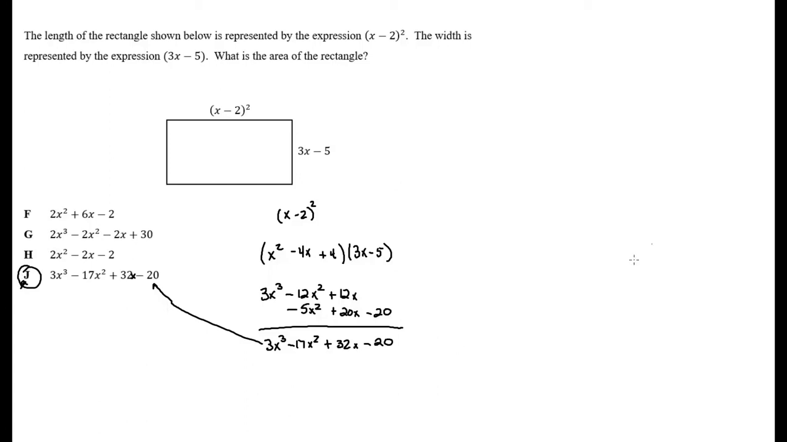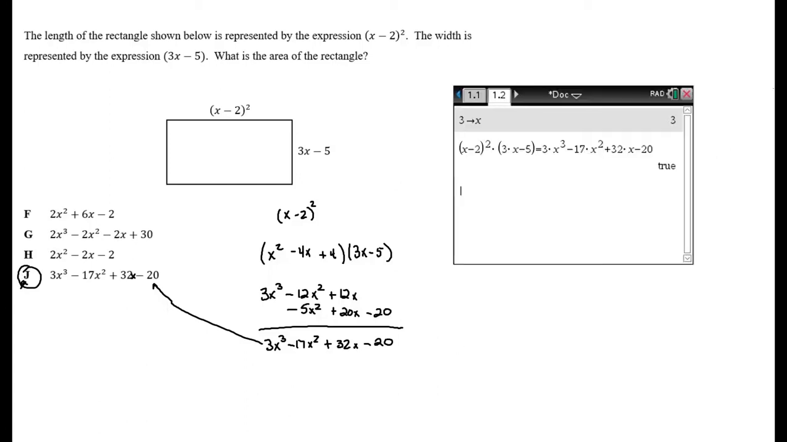And just to verify my answer, you saw earlier how to store a number into the calculator. So again, if I check here at the calculator, I just store the number 3 into x, type my initial one, which is x minus 2 squared times 3x minus 5, and then I multiply it by my answer, and I get it true. So sure enough, it turns out that if I add an x here and make this 32x, that is the correct answer.